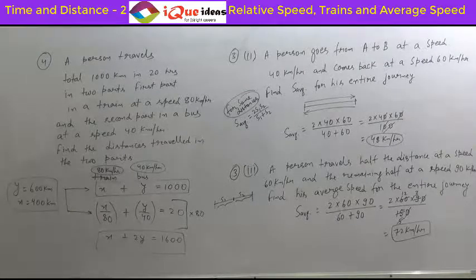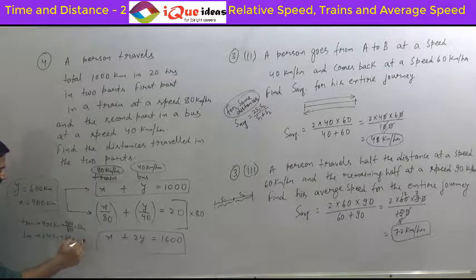Then obviously you can find the times taken. So in the train, the person travels 400 kilometers, and the time taken would be 400 by 80. That is 5 hours. So obviously in the bus he should spend the remaining 15 hours. For the bus, you can calculate separately also. 600 kilometers, the time taken will be 600 by 40, which is 15 hours. You can confirm the total time is 15 plus 5, which is 20 hours. So this is one way of doing this.